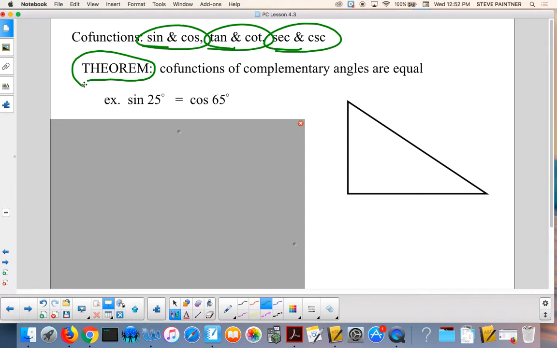Now, when you read this theorem, it's kind of cool because if you ever see this in your assignment, you can always convert one back to the other. So cofunctions of complementary angles are what? They're equal. So if you have cofunctions and you do complementary angles, they become equal. So here's what I'm saying. Sine of 25 degrees should equal cosine of what? Why? They add up to 90. Okay, punch it in right now. Sine of 25, what is it?